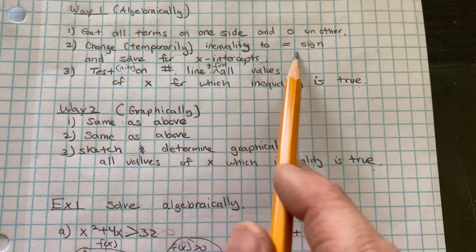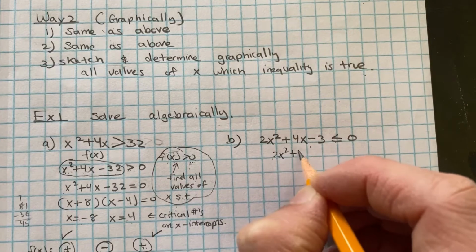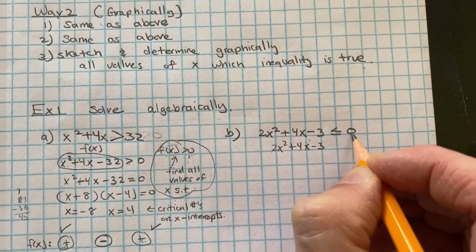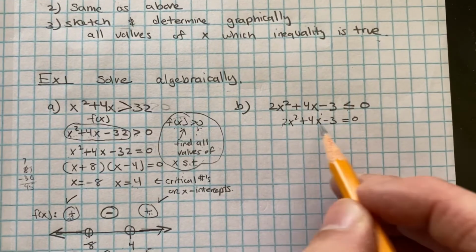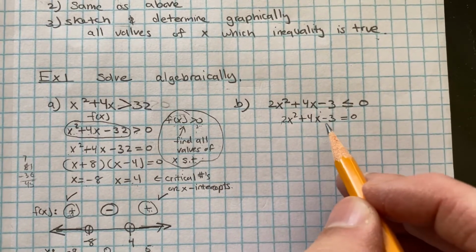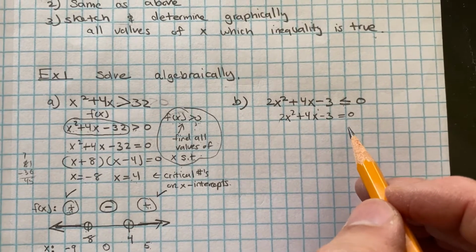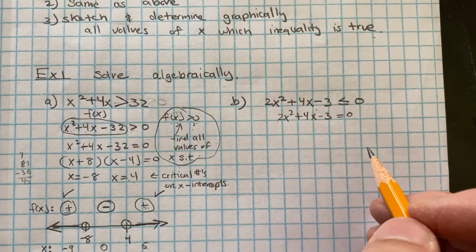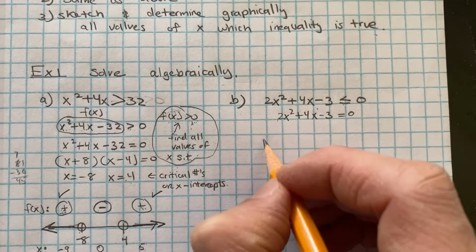Change the inequality temporarily to an equal sign. So let's temporarily change our less than or equal to 0 sign to an equal 0. And if you play around with these numbers, you're not going to be able to solve by factoring. Factoring doesn't work. You can use completing the square, or you can use the quadratic formula. For this one, I'm going to use the quadratic formula.